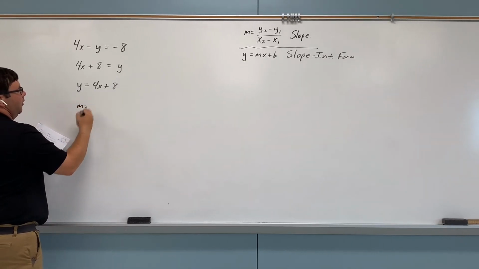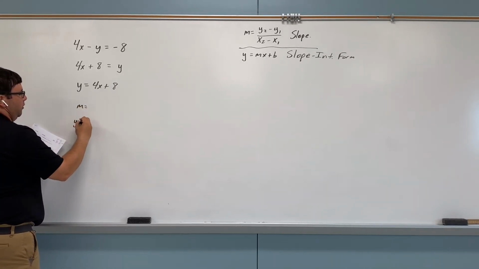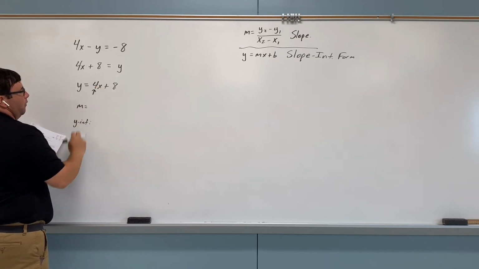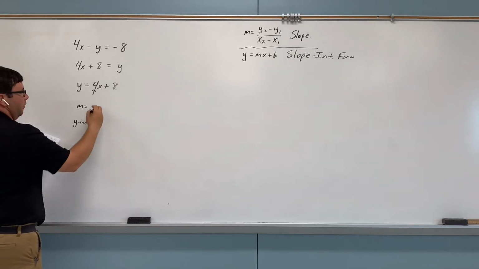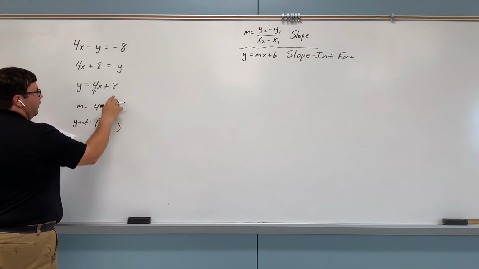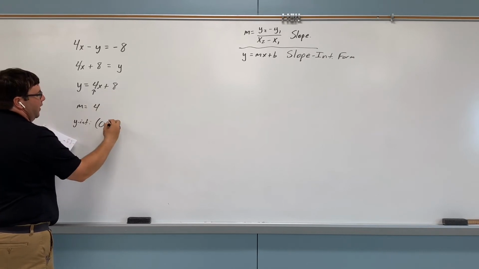Question, what is your slope? And what is your y-intercept? Well, the slope is always attached to that x value, so slope is 4. The y-intercept is always 0, and then whatever this b value is, that's 8, so 0, 8.